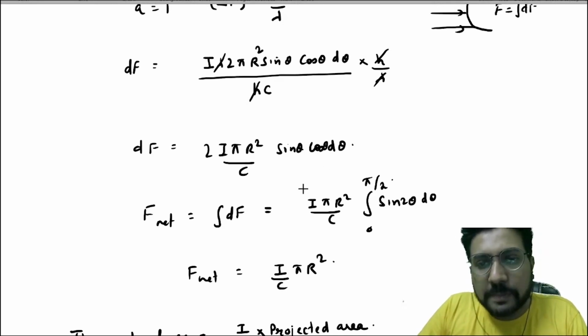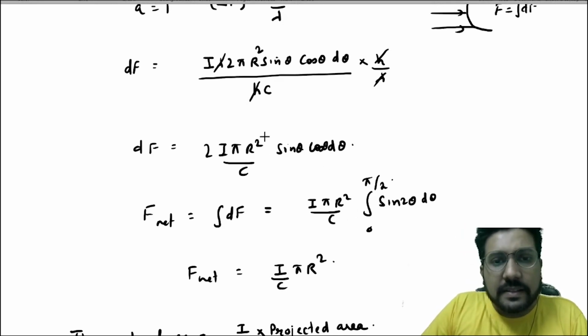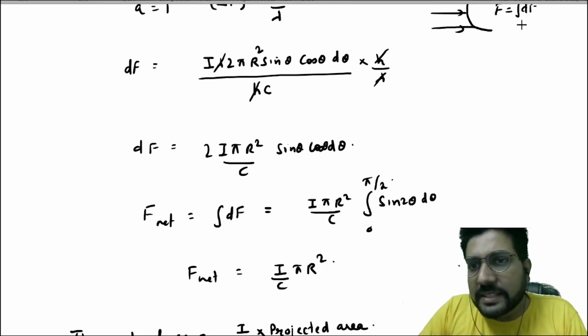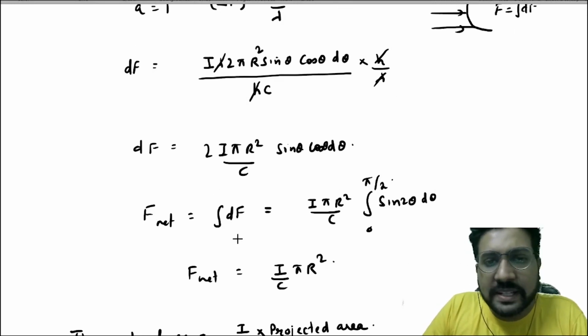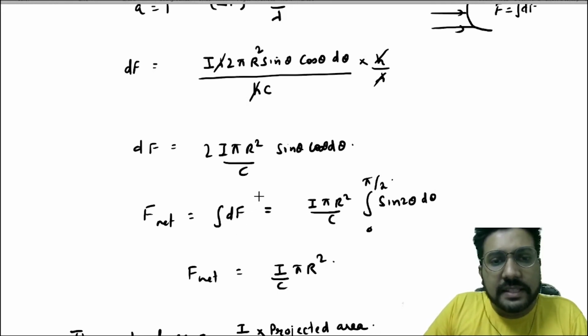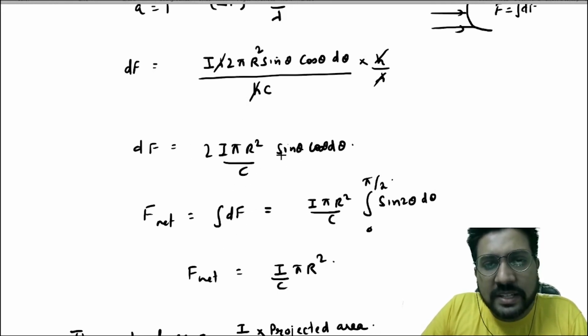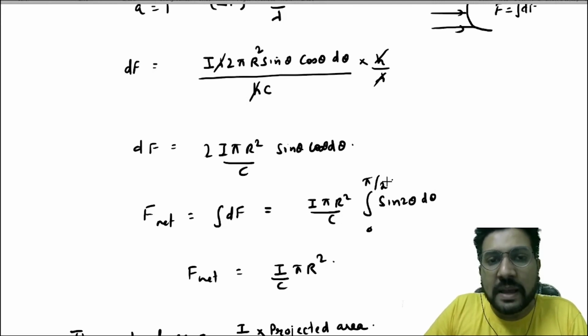Now I have already discussed that the net force will be equal to integration df. Here these are constants, so integration of 2 sine theta cos theta can actually be written as sine 2 theta d theta, and integrate it again from 0 to pi by 2. Why?